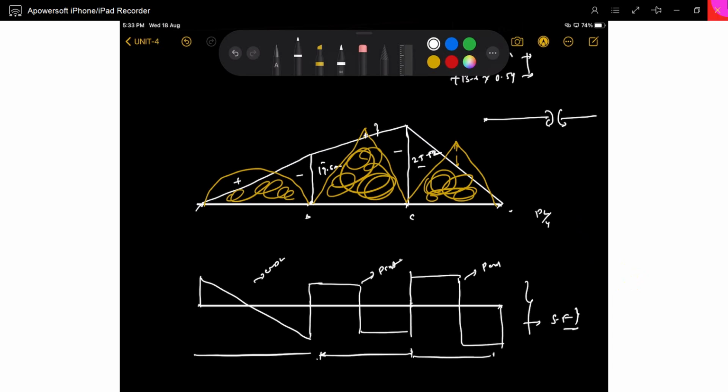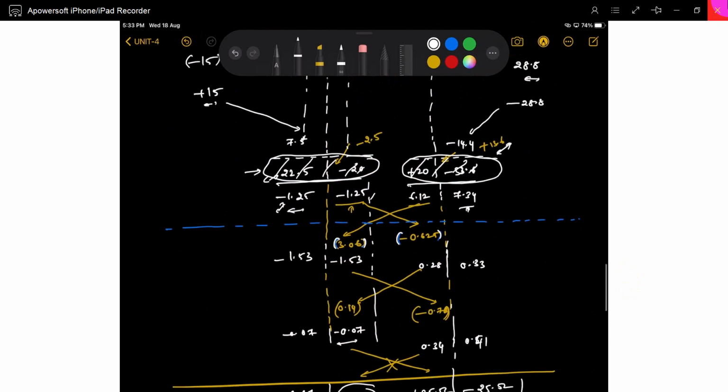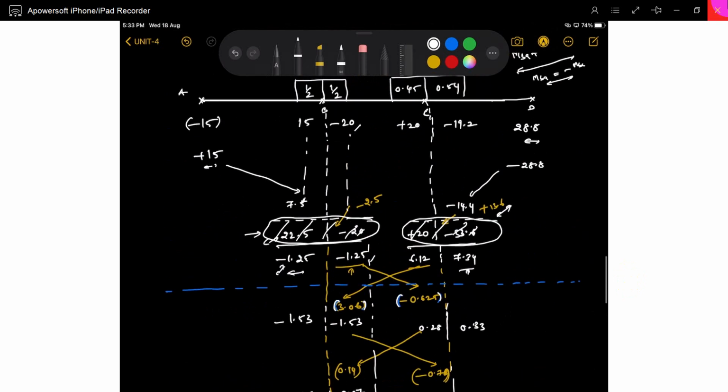So different beams and loadings you can take. This is important: how it is distributed among the parts. Distribution factors and carryover moments, that's the tussle between them. Okay, so that's enough of the story.